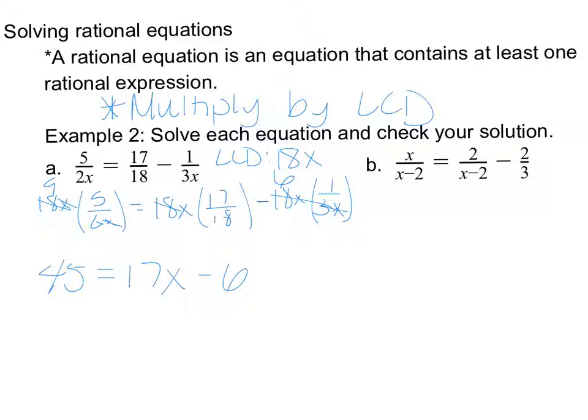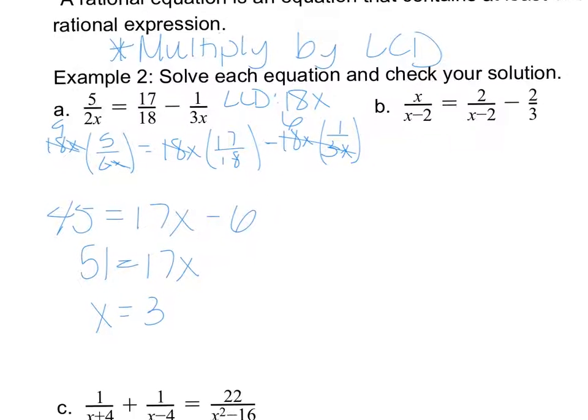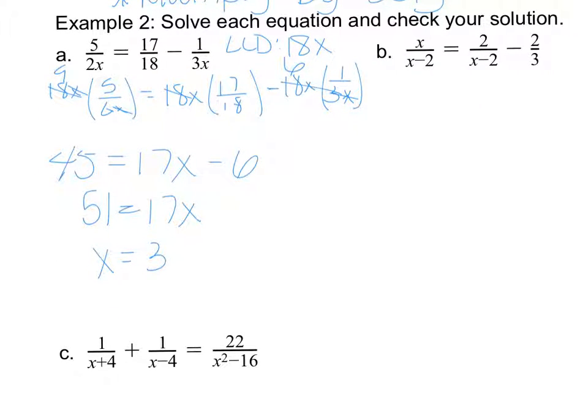So 45 plus 6 is 51, equals 17x. 51 divided by 17 is 3. Now I should go back and check to make sure that this works in this particular situation. And so I have 5 over 2 times 3, which is 6, equal to 17 over 18 minus 1 over 9.